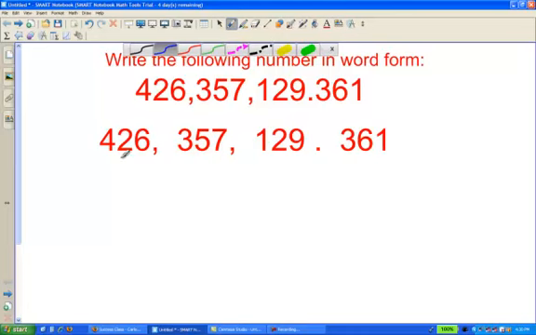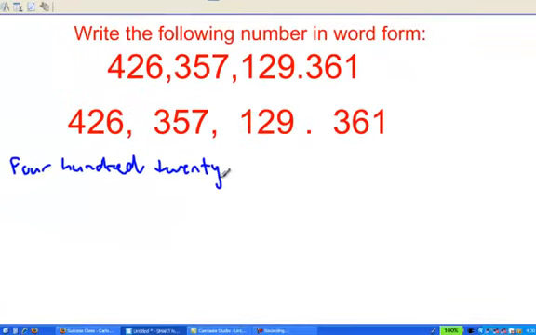So the first thing I'm going to do, I see this number right here? That's 426. So I'm going to write 426. Now, what place value was that 426? I said it already. It was million, so I'm just going to write 426 million. Now notice, is there a comma after this 426? You betcha. So I'm going to put a comma up here, just like I would if I was writing the number. Now the next number is 357, so I'm going to write that down.